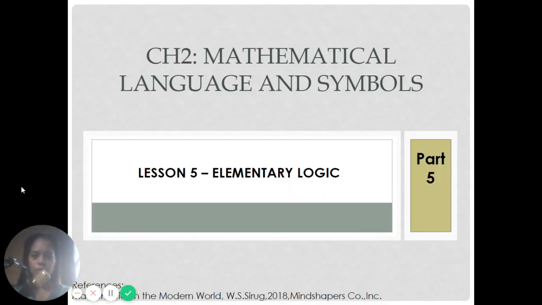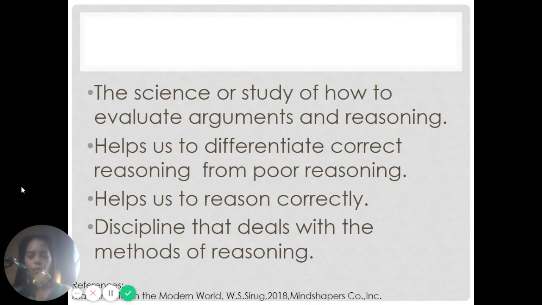For this lesson, I'll be discussing elementary logic. When we say logic, it's a discipline that deals with the methods of reasoning. Now, for mathematics, we are using logical reasoning to prove theorems. Let's say in computer science, to verify and prove theorems at the same time to see the correctness of programs.